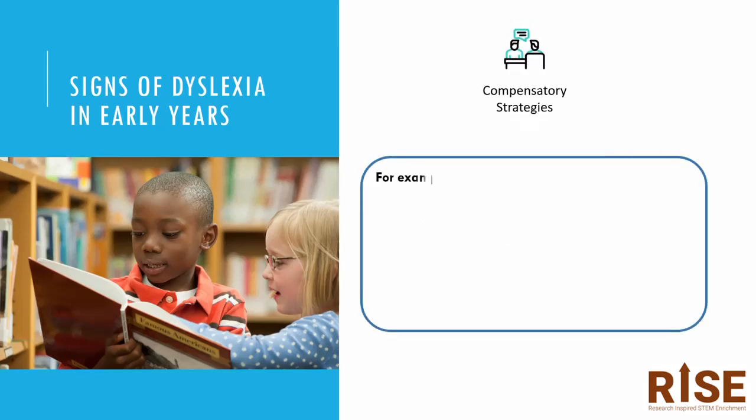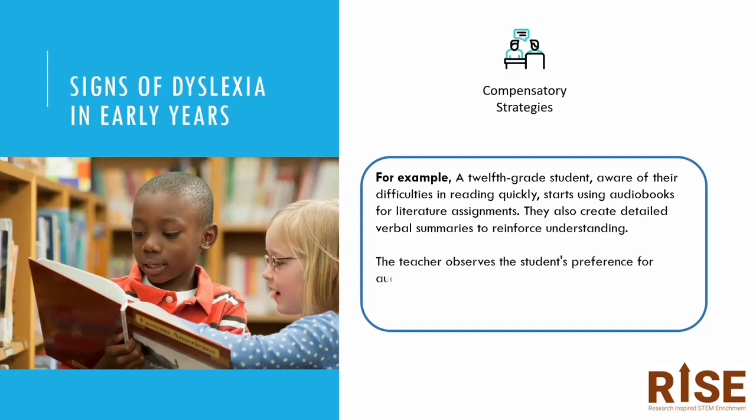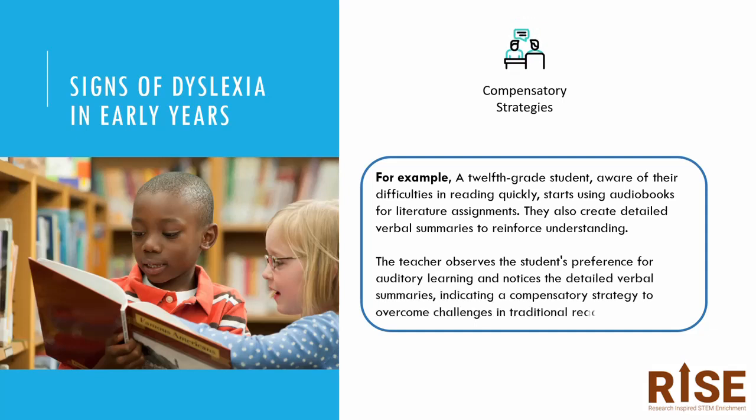Compensatory strategies. Individuals with dyslexia often develop compensatory strategies, such as relying on memory, context, and alternative learning modalities. These strategies can vary and evolve over time. For example, a 12th grade student, aware of their difficulties in reading quickly, starts using audiobooks for literature assignments. They also create detailed verbal summaries to reinforce understanding. The teacher observes the student's preference for auditory learning and notices the detailed verbal summaries, indicating a compensatory strategy to overcome challenges in traditional reading methods.